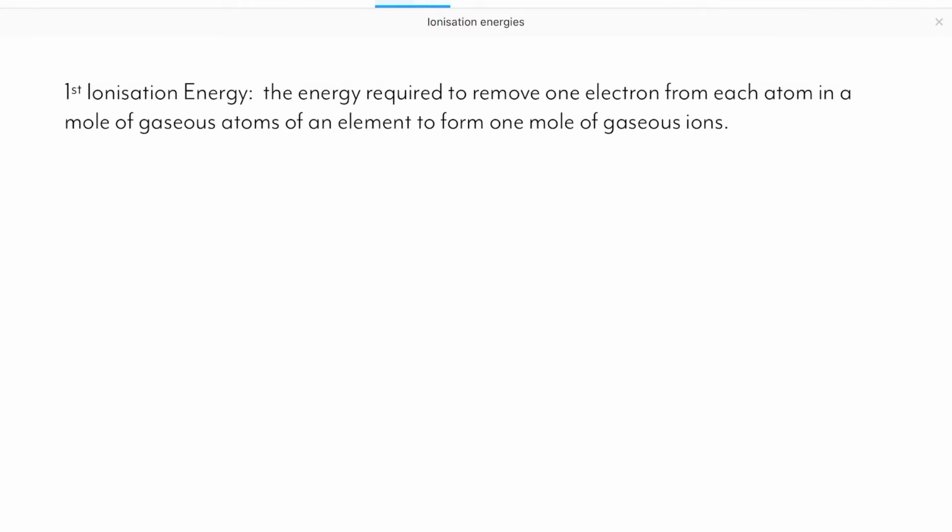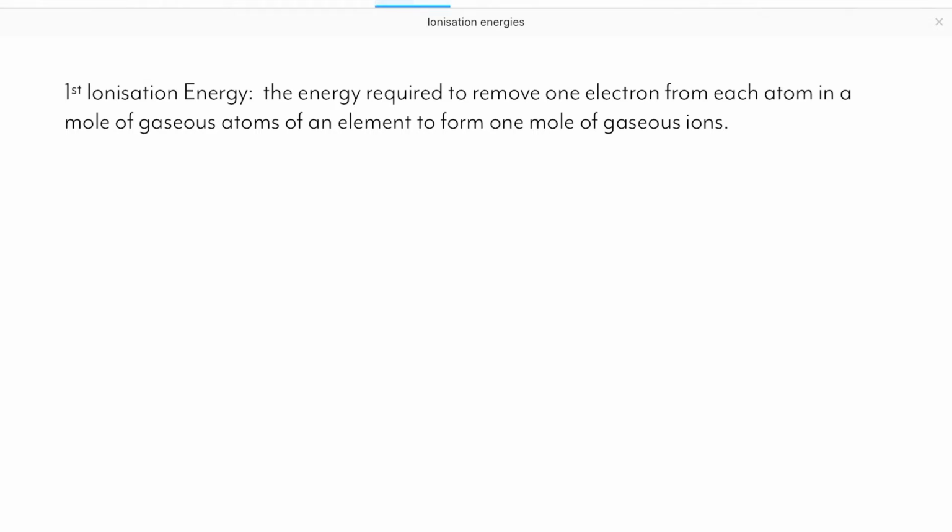Ionization energy is a measure of how easy it is to remove an electron from an atom to form a positive ion, or even to remove an electron from a positive ion to form a more positive ion. You need to know the definition for first ionization energy.